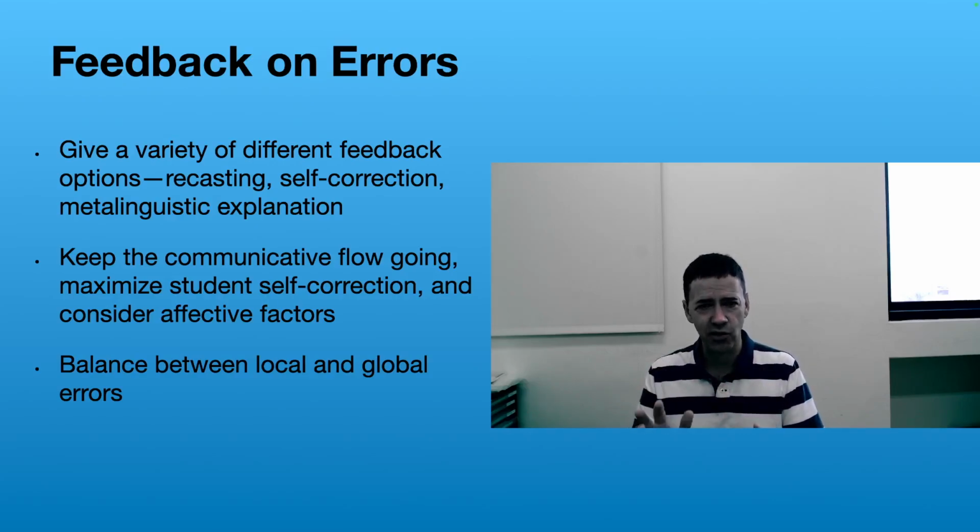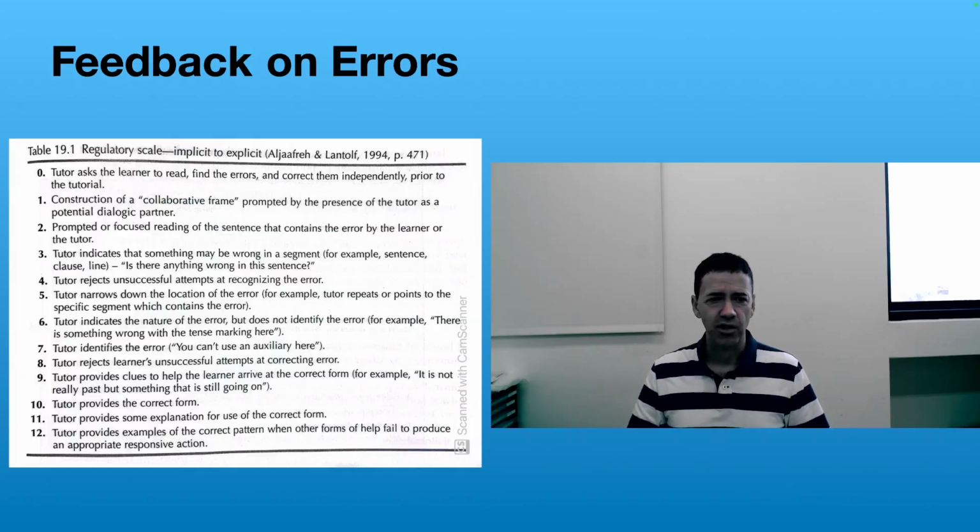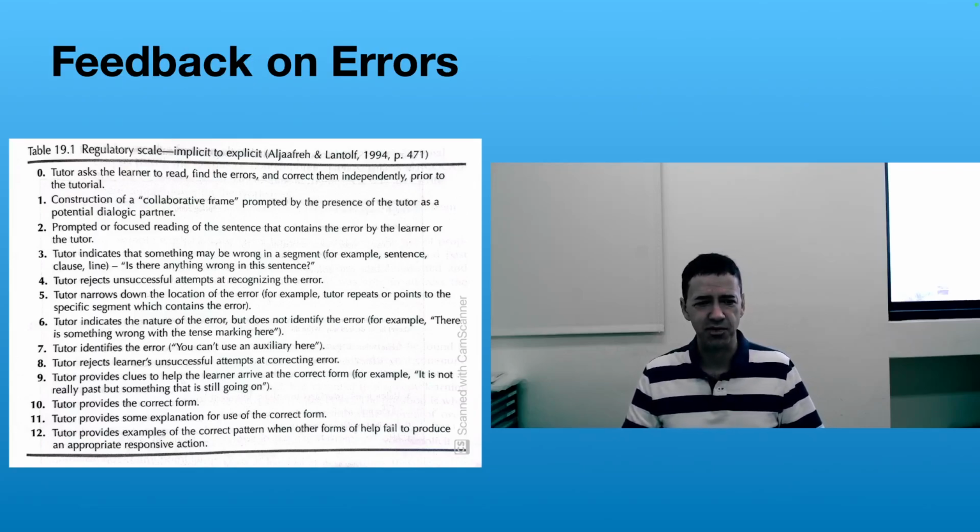Now, I'm not saying ignore it, but it's okay to bring it up, but focus more on those larger global errors, like something that totally destroys the meaning or the tense and things like that. Okay, here's an example that the book gives. It's a regulatory scale of implicit to explicit feedback that you can give. So I'll just leave it. It's here for your own reference.